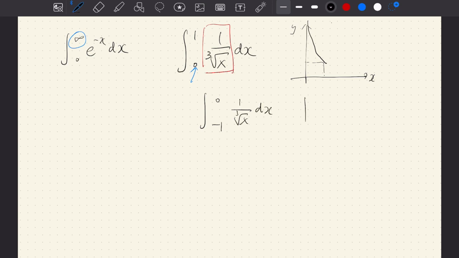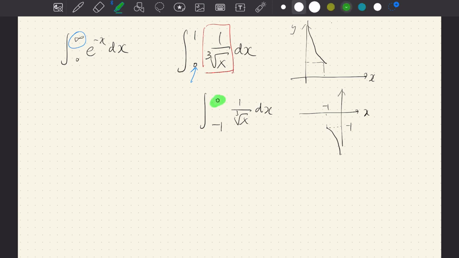Okay, so this would shape like something like this, right? Okay, let's plot x and y. Okay, for this type of integral, the discontinuity, or we say infinite discontinuity of the integrand, actually appears at the upper limit of the integration, right?